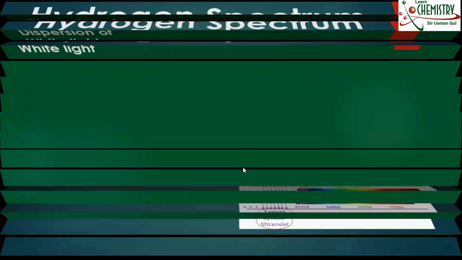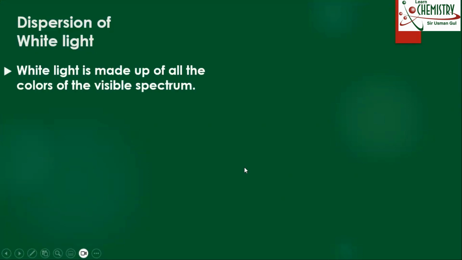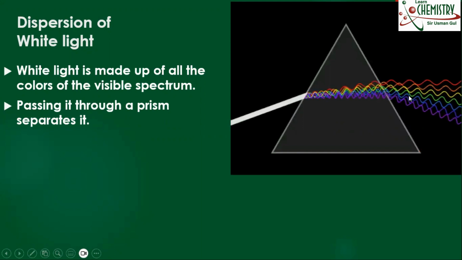So, moving forward, first of all, the dispersion of white light. We know that white light is made up of all the colors of the visible spectrum. So, passing it through a prism, basically what prism does, prism spreads it. Now you can see clearly a white light after passing through the prism, due to the refraction process, all the components of the white light are spreading out.